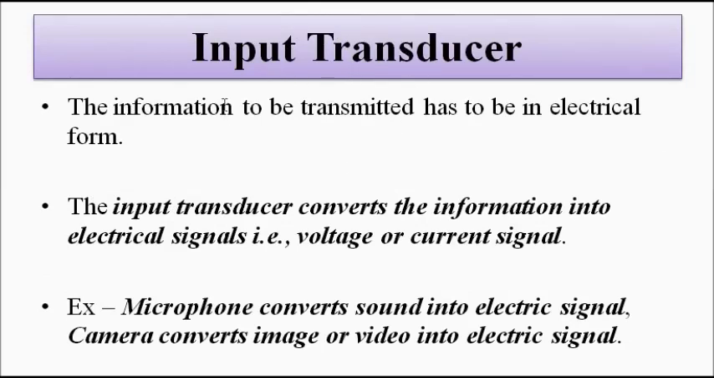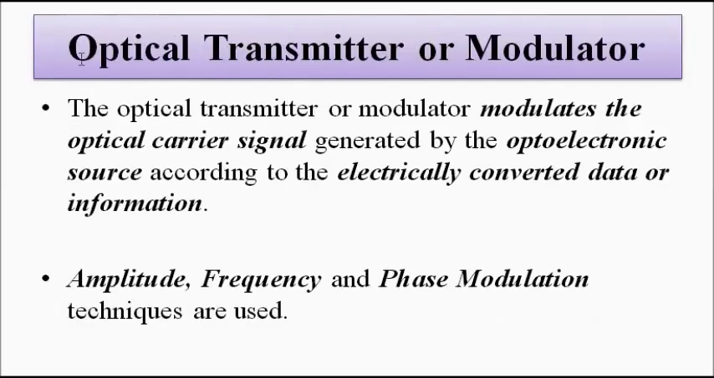So this is the message signal, the information, the modulating signal at the output of the input transducer, and the modulation takes place in the optical transmitter or modulator block. So various modulation techniques are used. We know about amplitude, frequency, phase modulation techniques.